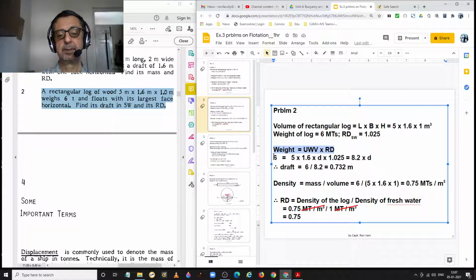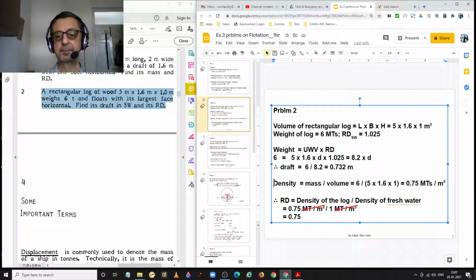Weight is given to us as 6, and the underwater volume is length into breadth into draft. What is known to us is length and breadth, the draft is unknown, and the relative density of the water in which the log is floating is salt water, therefore 1.025. Thus we see this is equal to 8.2 multiplied by the draft. Therefore, the draft is equal to 6 divided by 8.2 equal to 0.732 meters. Remember, always 3 places of decimals when you are calculating drafts, heights, distances.